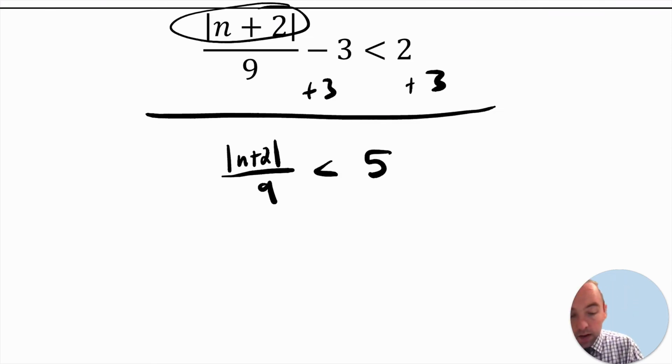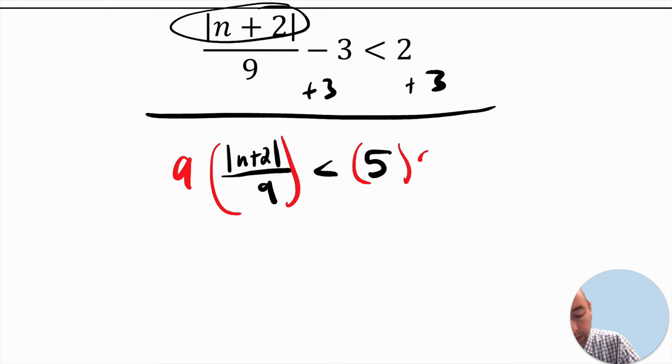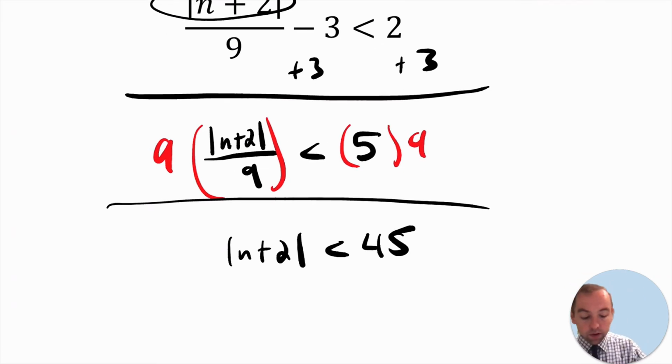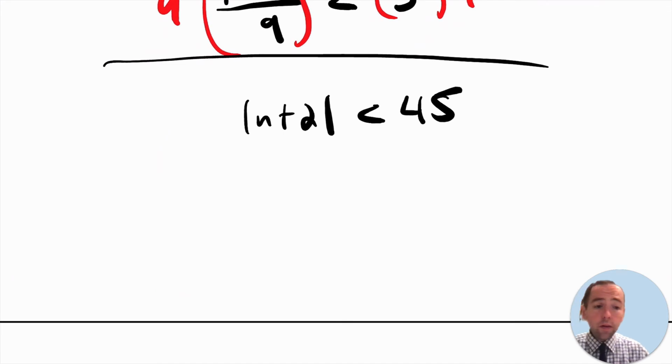And then we're going to want to undo the division by 9 by multiplying by 9. So multiply by 9, and then that's going to give us the absolute value of n plus 2 is less than 45. We multiplied by a positive 9, so the symbol did not have to flip. So what that statement means is that the distance of n plus 2 from 0, since it's absolute valued, has to be less than 45 away. So we can go as far as 45 or as low as negative 45 to be that far from 0.